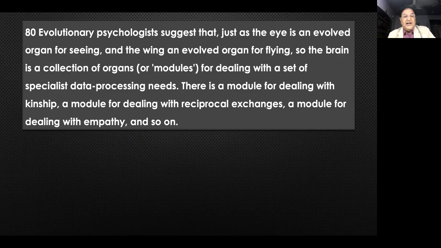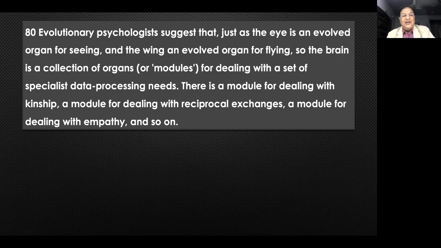Otherwise, nothing beyond that. And so, going back to his arguments, evolutionary psychologists suggest that just as the eye is an evolved organ for seeing and the wing is an evolved organ for flying, so the brain is a collection of organs or molecules for dealing with a set of specialist data processing needs.